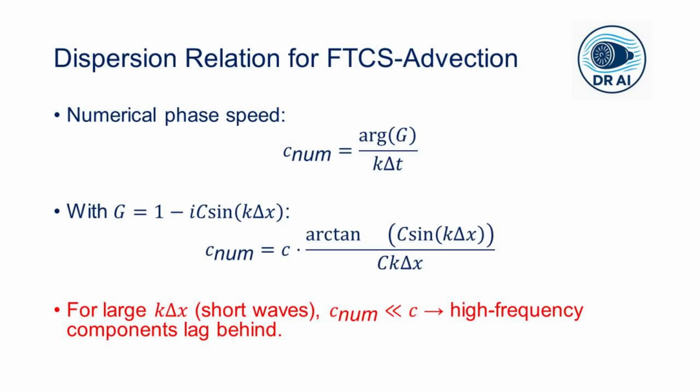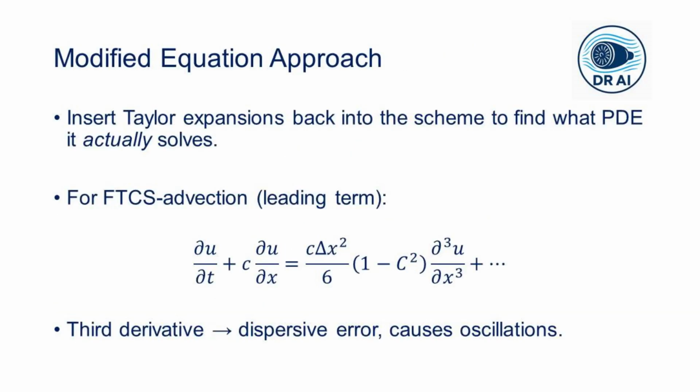So this implies that for very small k delta x, arctan of x is approximately equal to x, so numerical c would be equal to c. But for large k delta x, short waves, c numerical is much smaller than c itself. This explains why the sharp corners of a square wave, which contains high wave numbers, lag behind. So this scheme is dispersive.